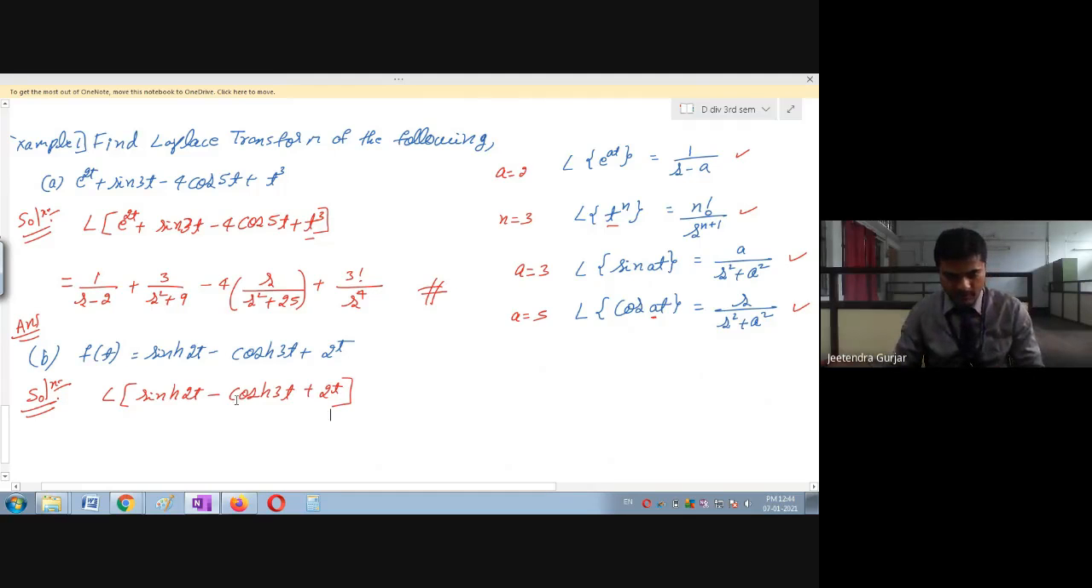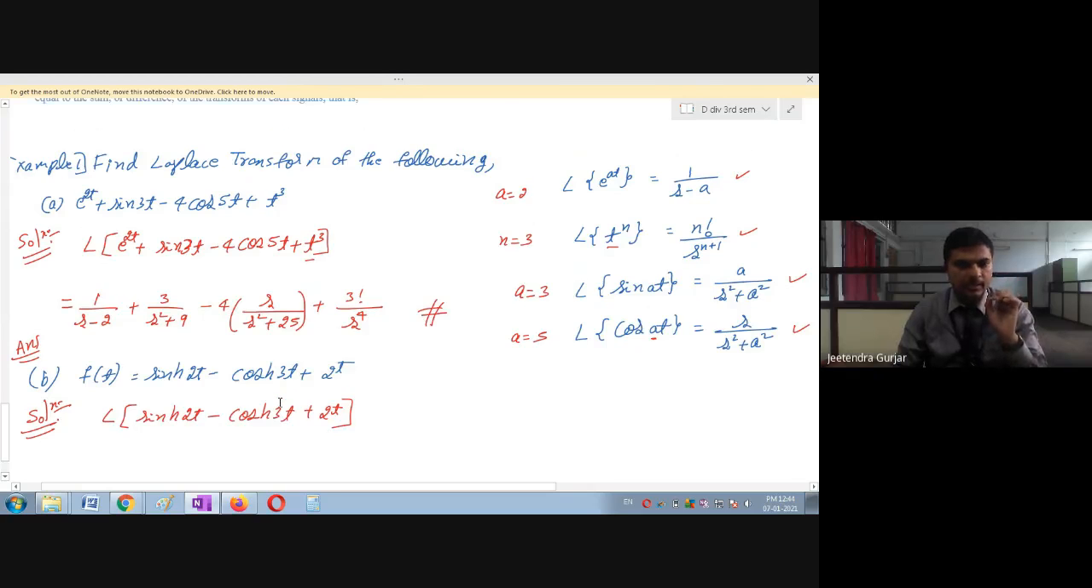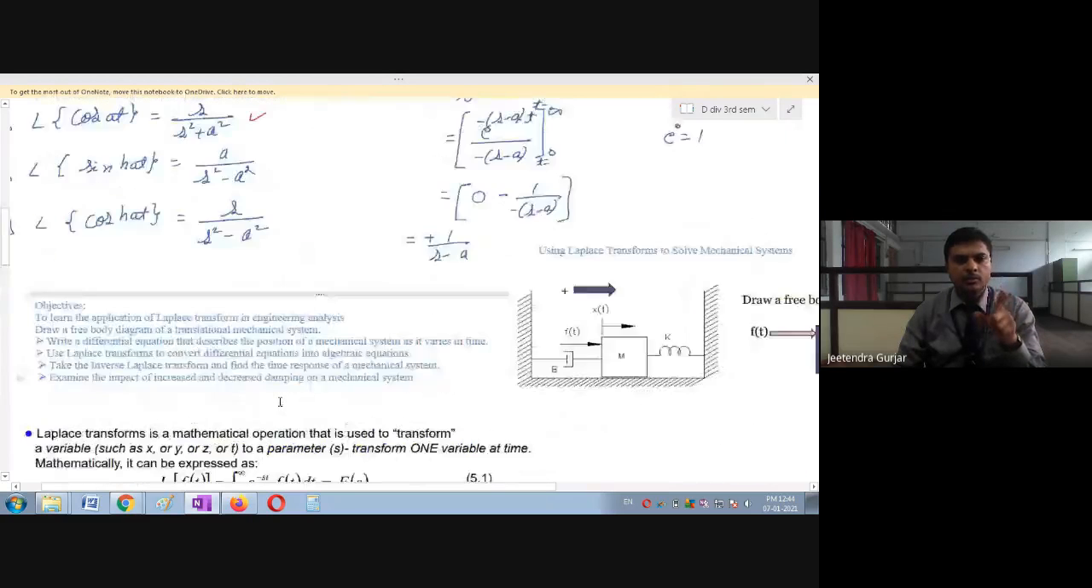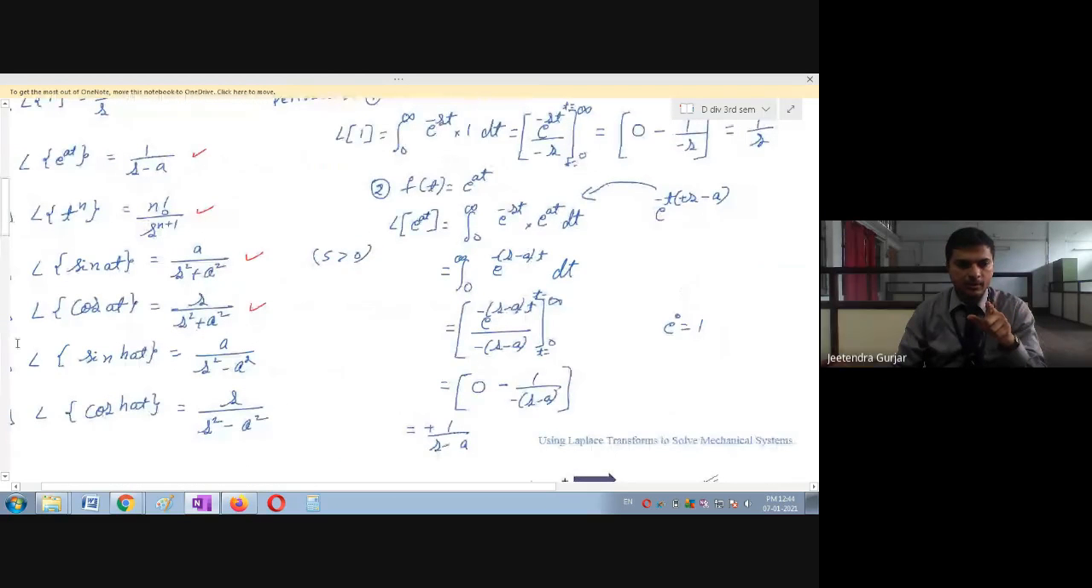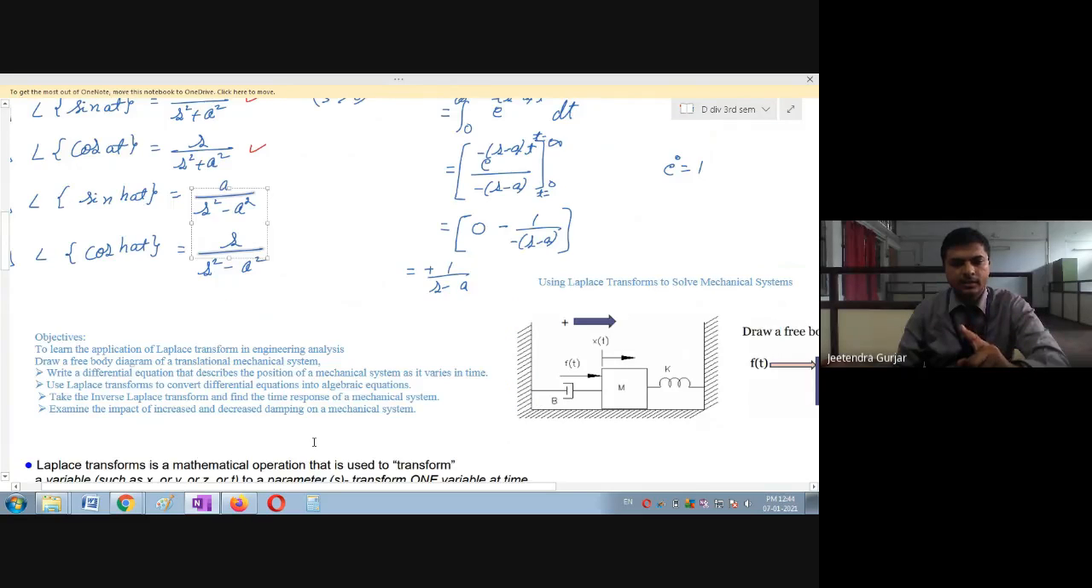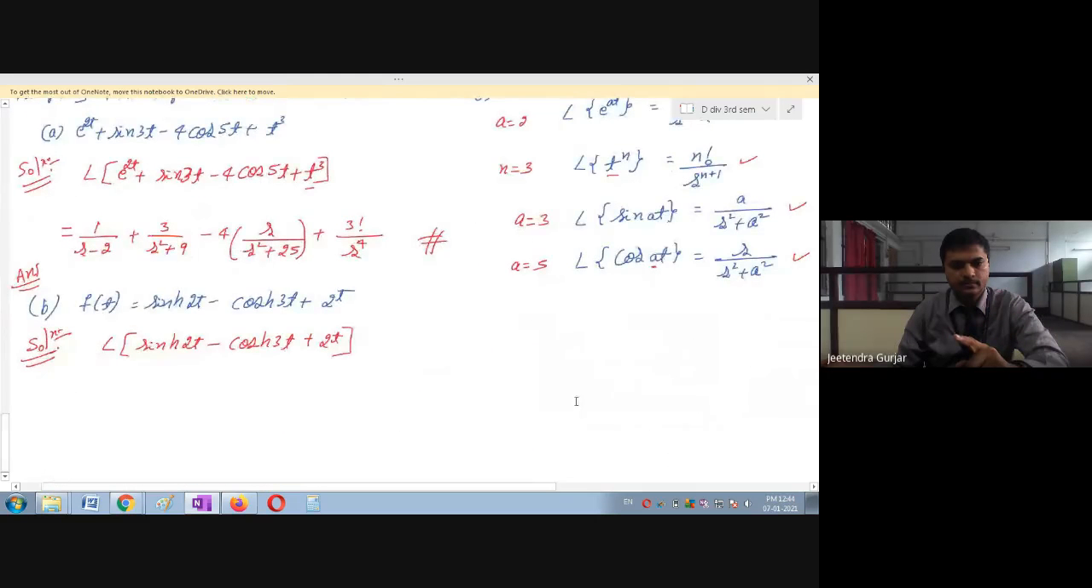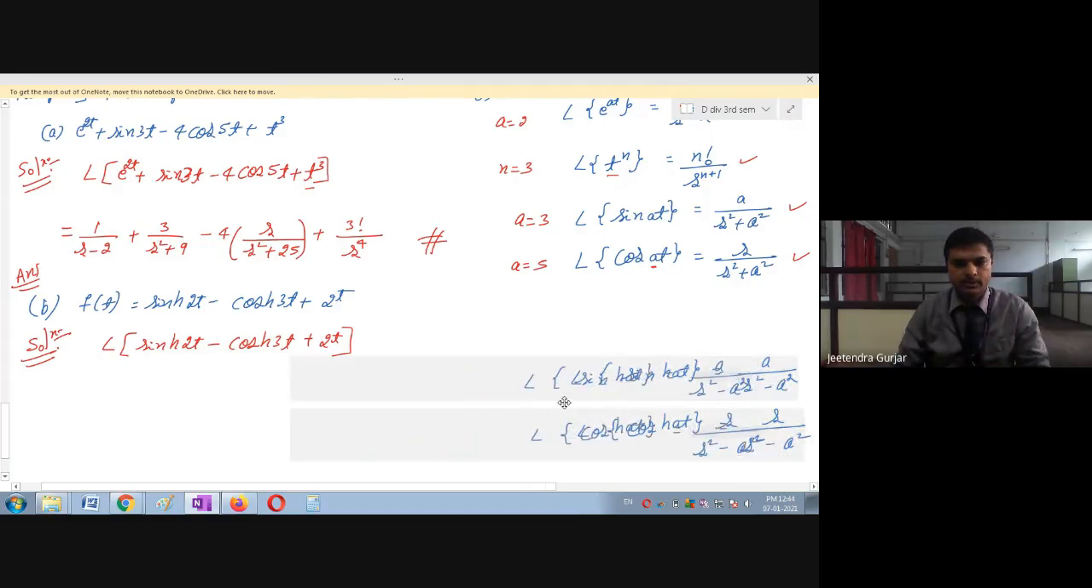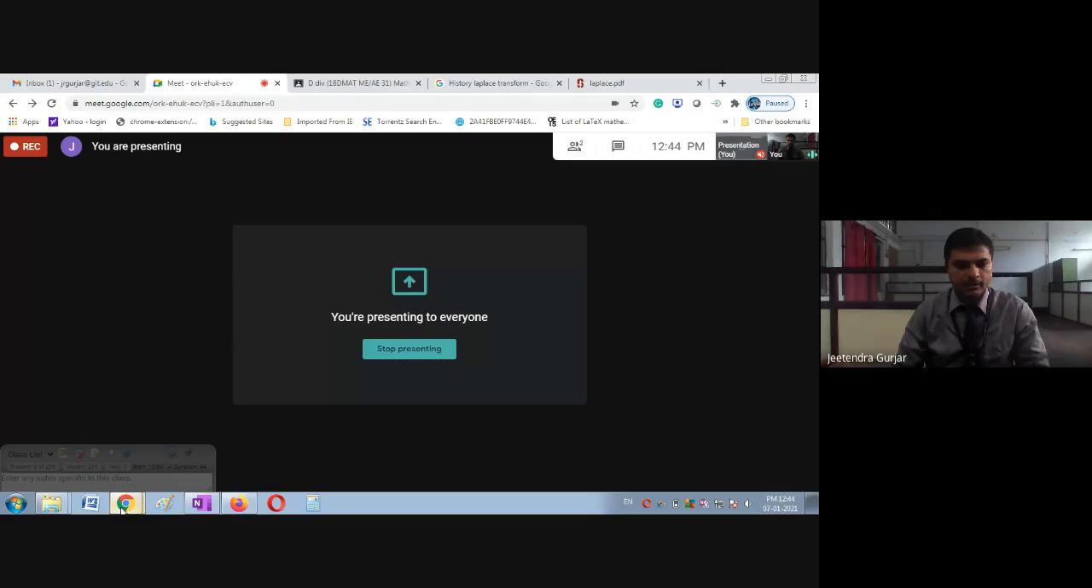Okay, now how will we simplify? Which formulas are you going to choose? That is very, very important, students. Please choose the correct formula. Now you can see I'm going to take the hyperbolic, therefore I will take these two formulas. So rewrite this formula once again, students. So these are your formulas, right?